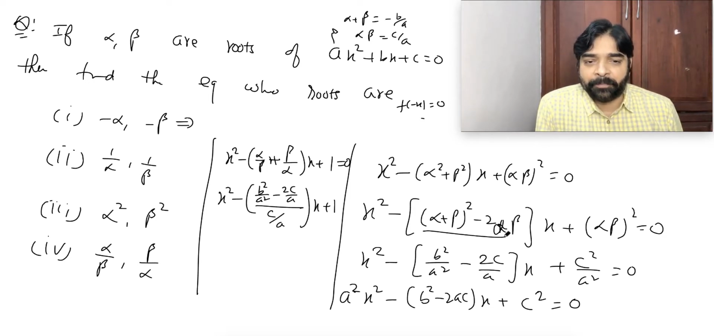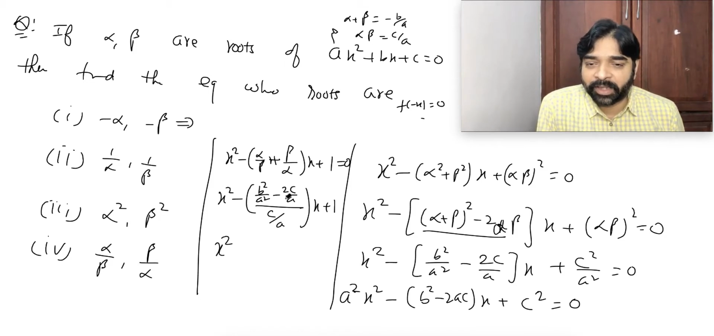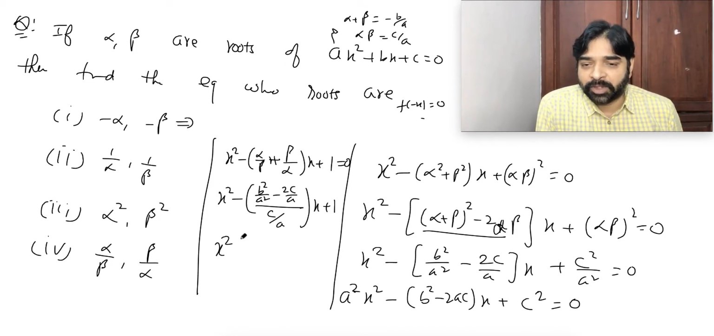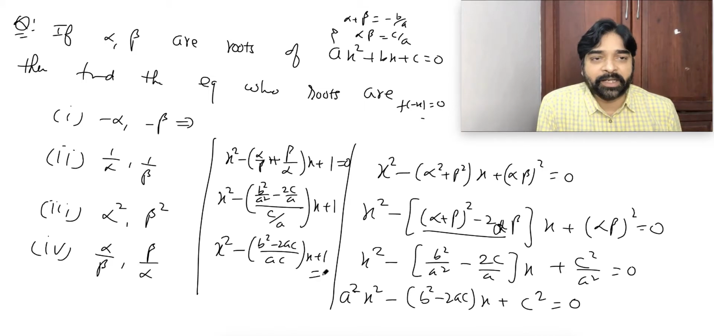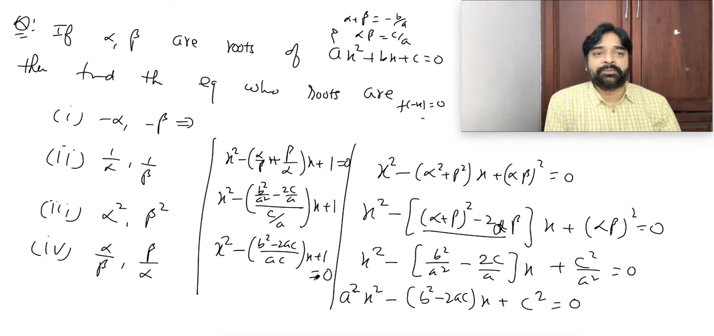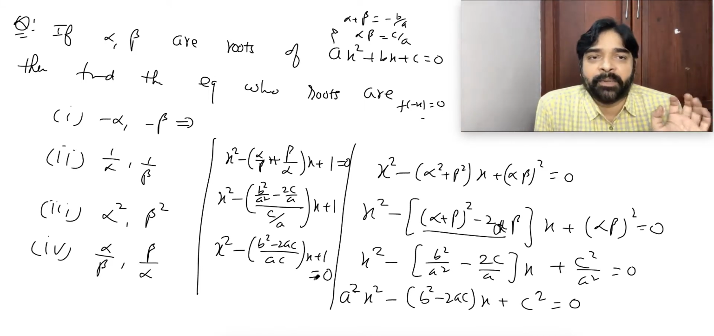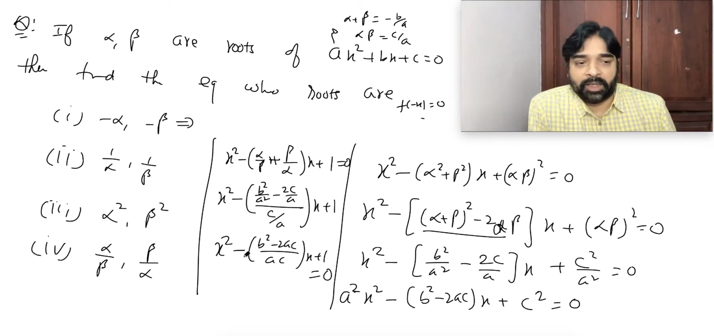So that we already discussed. So alpha plus beta, b square by a square minus 2 alpha beta, minus 2c by a. Now take LCM, a square LCM, so this will become minus, and a square will come this side, and this is going to be b square minus 2ac by ac into x plus 1. I hope I did correct. This will be the answer. Is this clear to everybody? So this was the question.